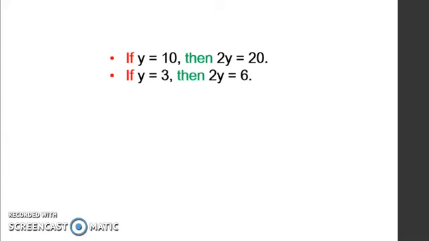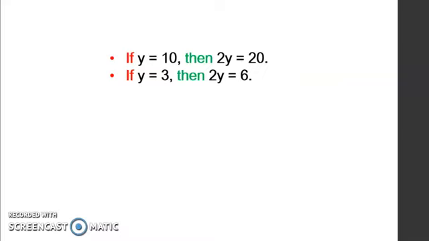Mathematically, the conditional sentence may be seen like this. Okay? If y is equal to 10, then 2y is equal to 20. Another one, if y is equal to 3, then 2y is equal to 6. So basically, if a particular situation happened, then a result will happen also.